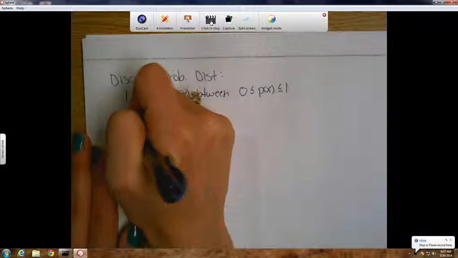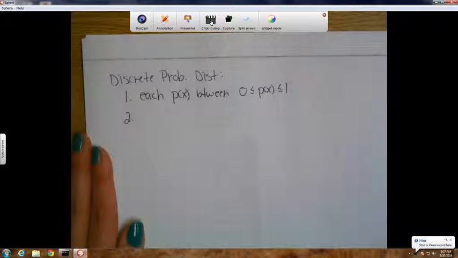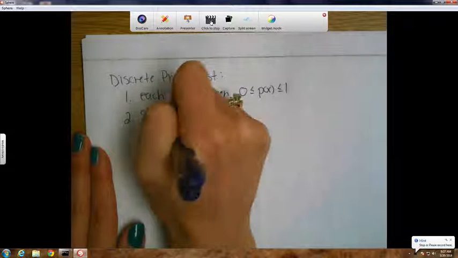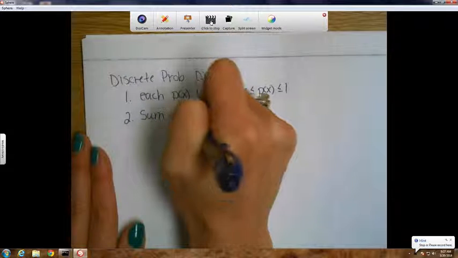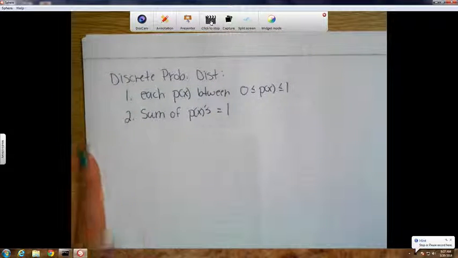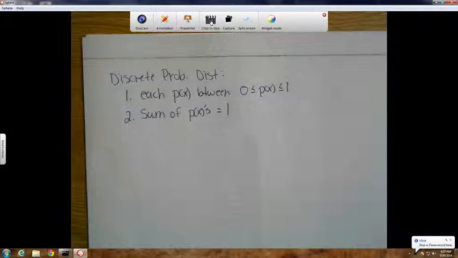And the second thing, the sum of the probabilities has to add up to 1. So that means you've got all possible outcomes, so I should have all the probabilities and they should add up to 1.